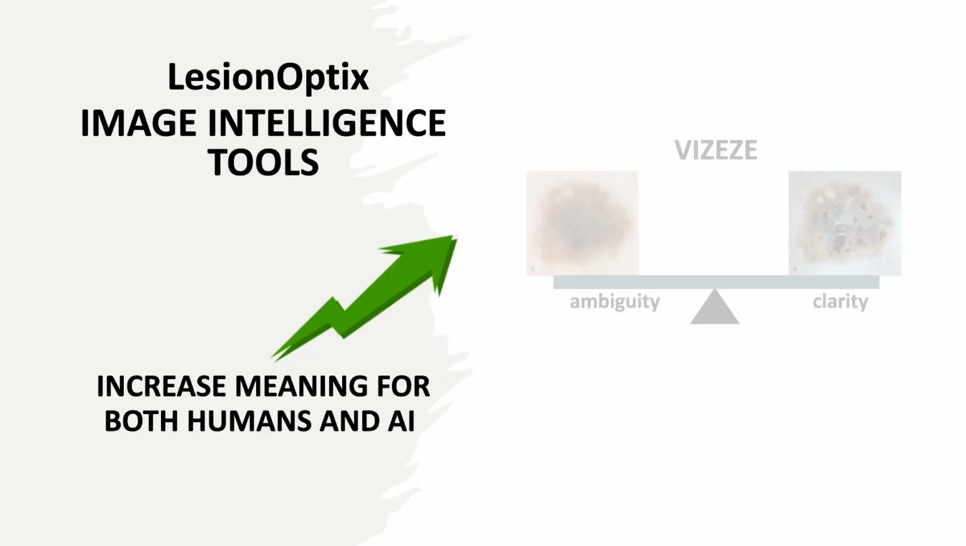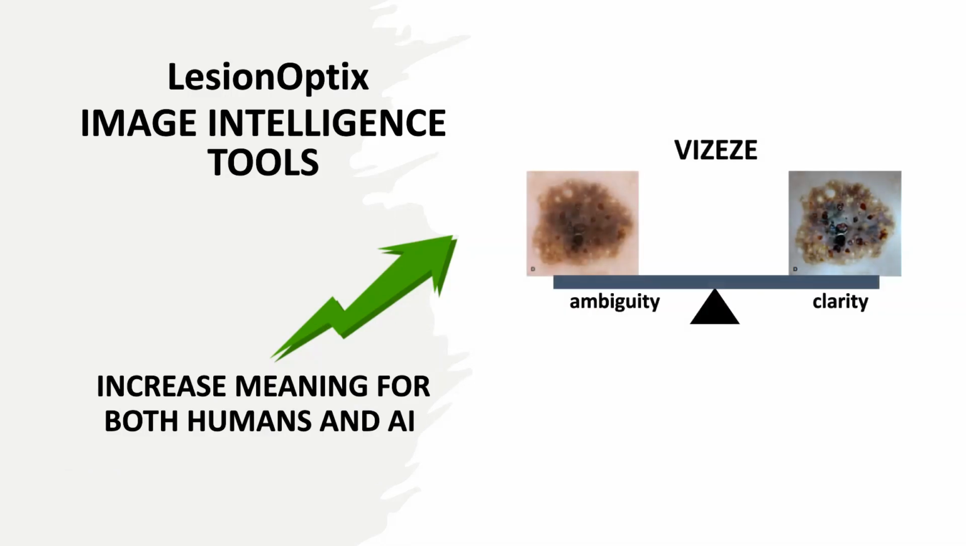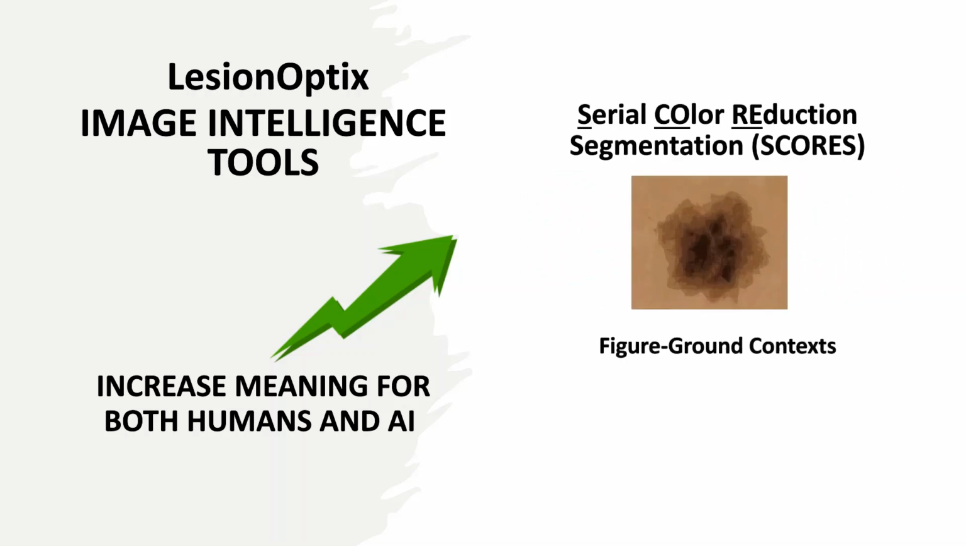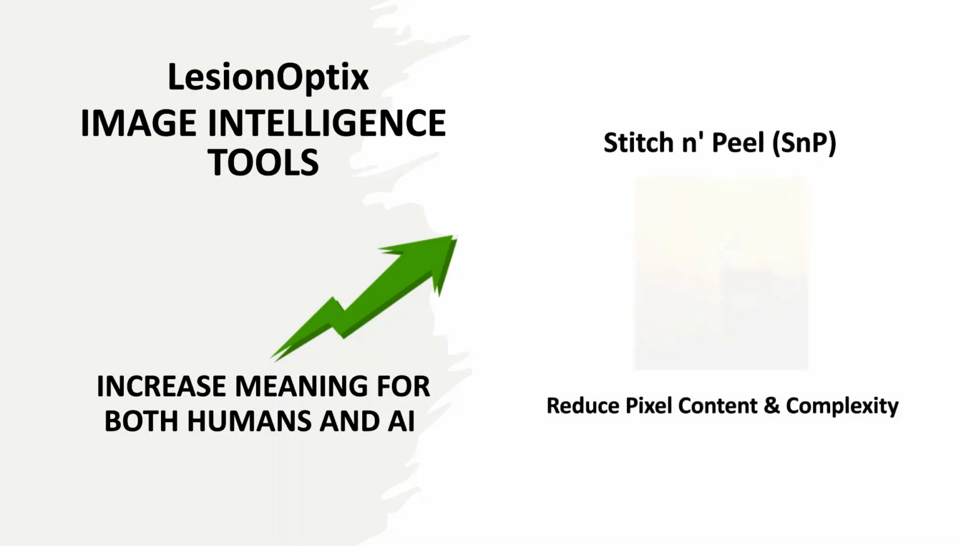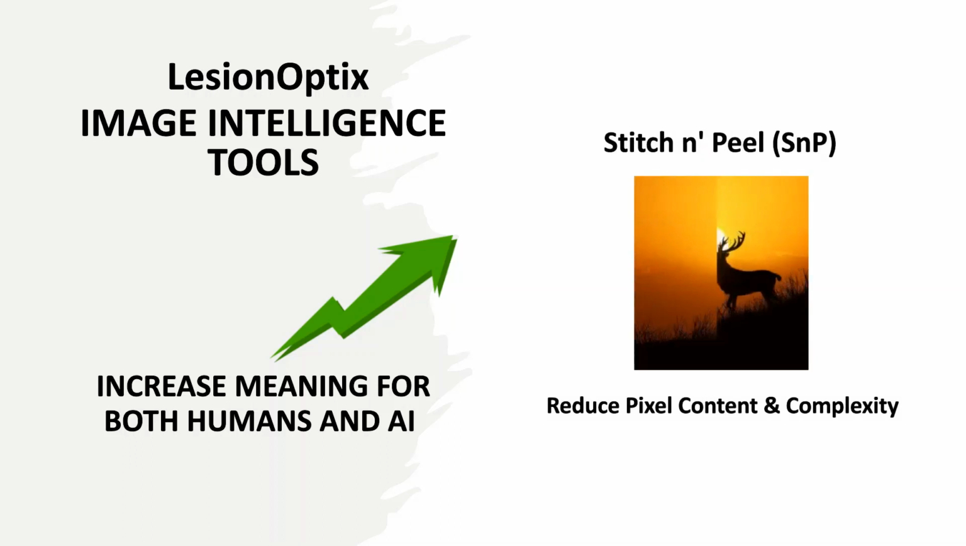These include VisEase, to visually enhance images by balancing ambiguity and clarity. Scores involves a serial color reduction segmentation to characterize interior, to edge, to background features using figure and ground context. And Stitch and Peel, which is used for reducing the volume and pixel complexity of images.